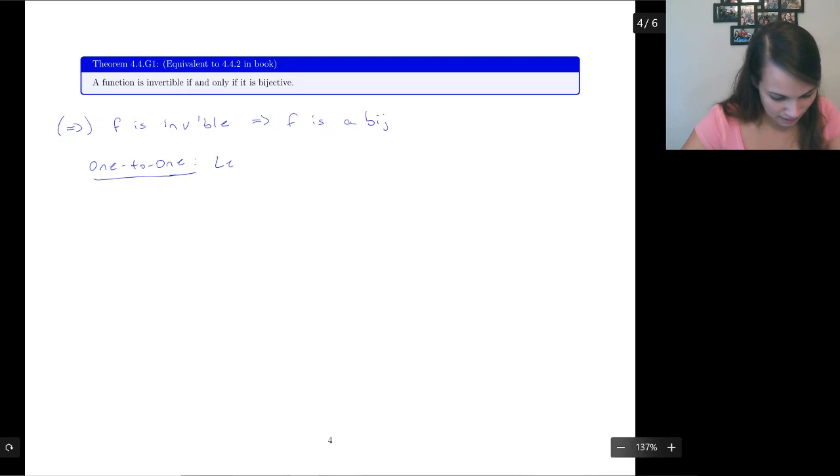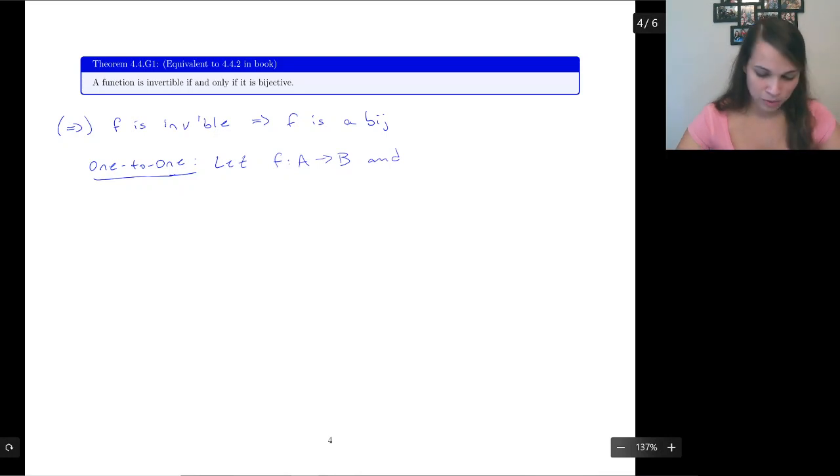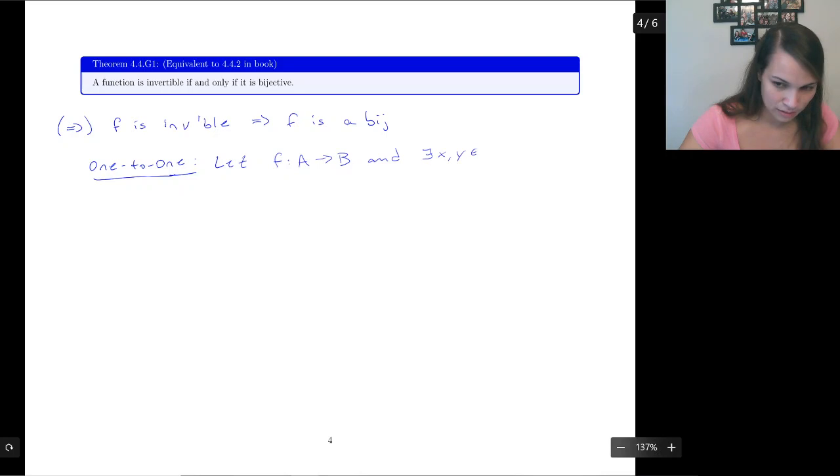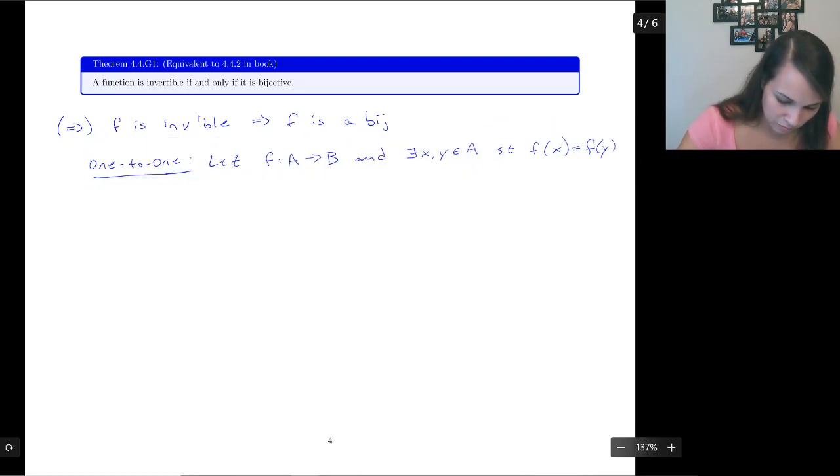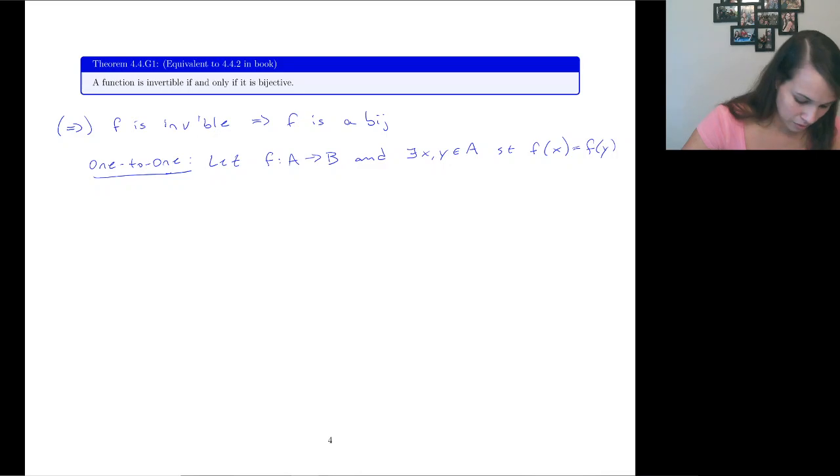So we're going to say that f is some function going from A to B. We don't know what they are, and it does not matter. And then every good 1-to-1 proof starts with: there exist two elements in A such that the outputs are equal. And what we're looking for is for x and y to be equal to each other.